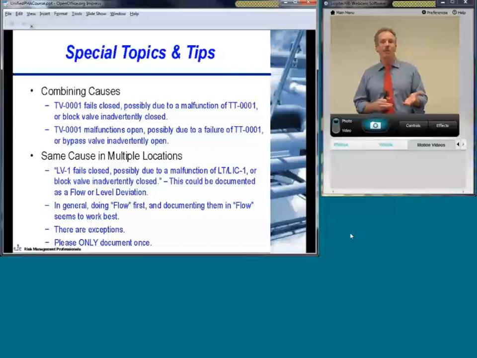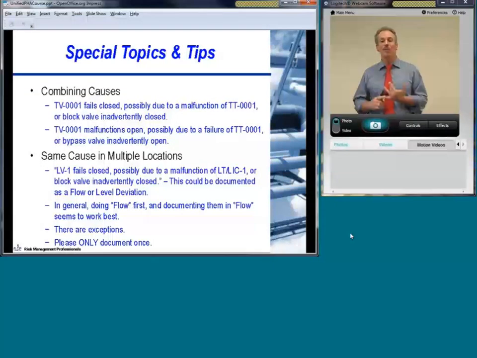I don't know how many times that I've had to stop a team from arguing is something a no-flow or a high-level type issue. In a lot of cases, it doesn't matter. What I tend to want to do is document it in the area where it has the greatest impact. If loss of flow can trigger an immediate challenge of your safety limits and a potential hazard, then in this first bullet, a level control valve failing closed would be good to put in the flow area. That's kind of a logical place to do. You could put it in the level area, but in a case where its biggest impact is on flow, putting it there, doing it up front, getting it done right is going to be a good way to go.